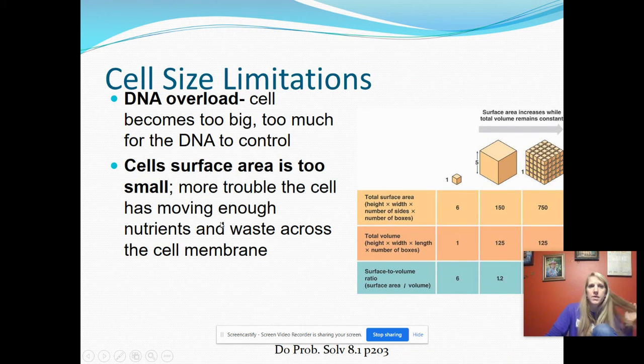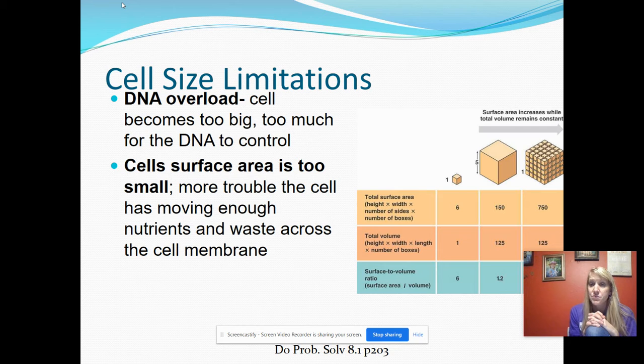Yesterday we talked about this a little bit: cell size limitations. What are some reasons that cells divide? Because of DNA overload. The cell becomes too big and there's too much for the DNA to control. If you think about a really big town like Eau Claire, they probably have a principal and an assistant principal, two just for the high school, whereas our school is smaller and we only have one principal, 6 through 12.